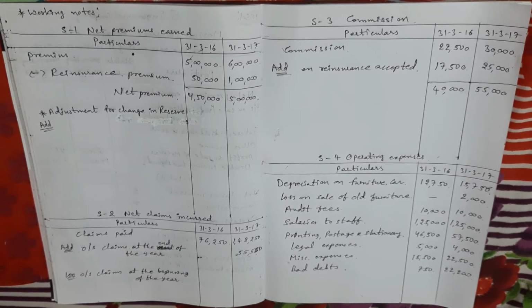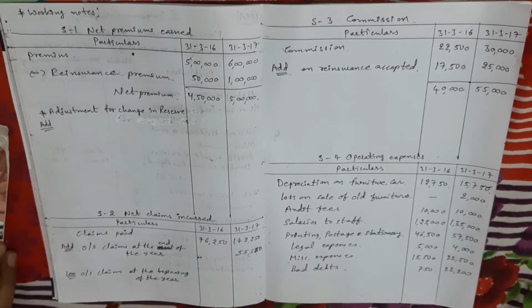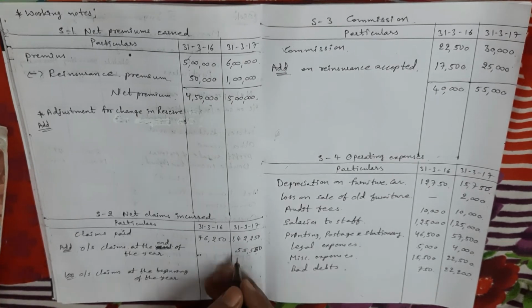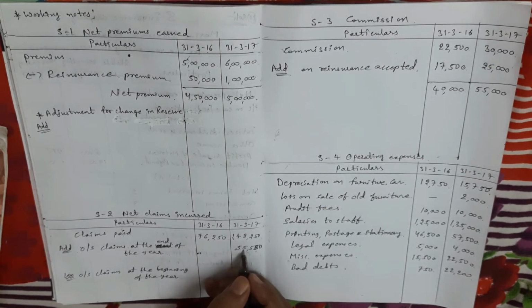So first I am taking present year closing balance. Present year outstanding claims amount we have to add to the present year amount. What's the present year closing amount? 55,550 rupees. Okay.